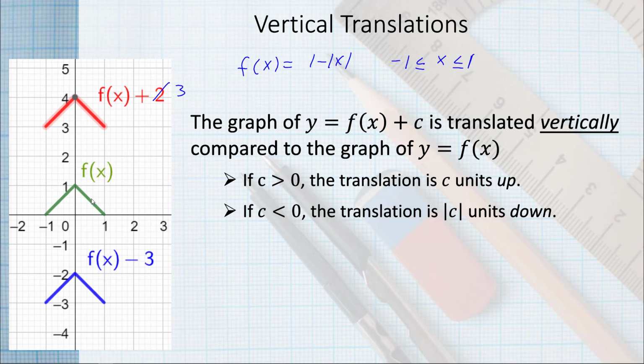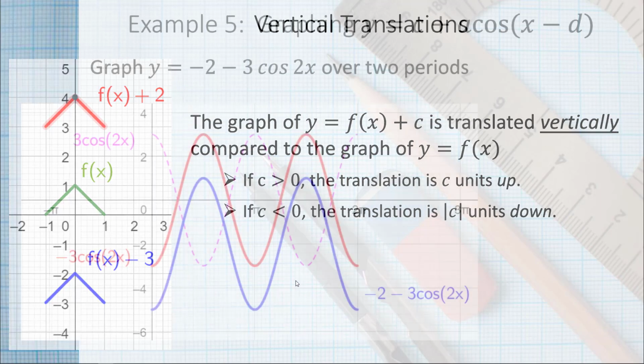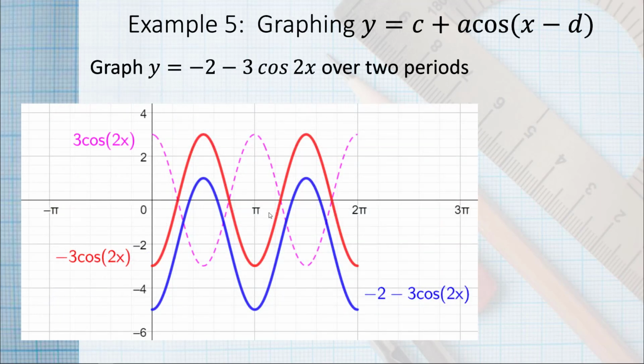Okay, and notice that if I add 3 to this function, it goes up 3 units. If I subtract 3 from this function, it goes down 3 units. And that's pretty much what we're saying here. If the graph of y equals f of x, the entire thing plus c, is basically translated vertically. If c is positive, it's c units up. If c is negative, it is the absolute value of c units down, which is what you have here. And let's just play with this in an example, and let's use this one.